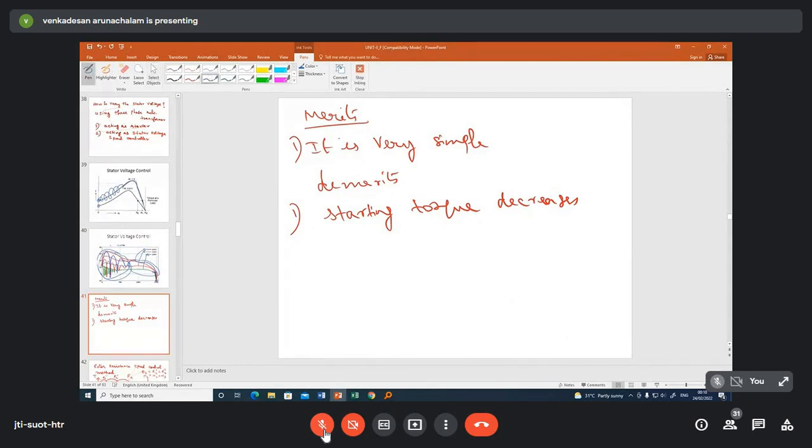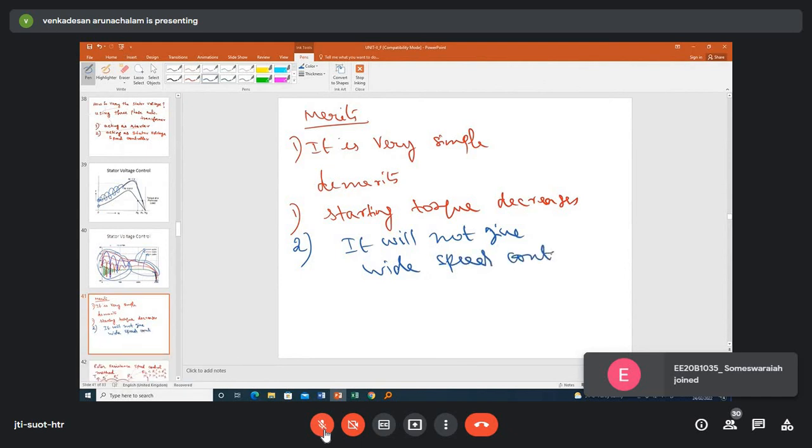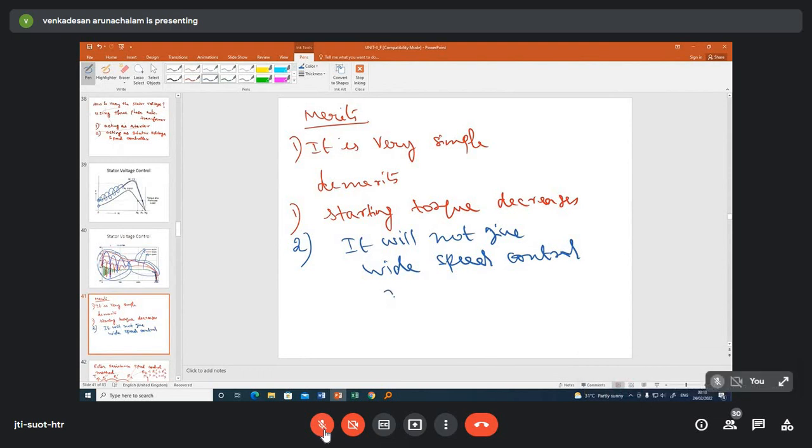And the second disadvantage is it will not give a wide speed control range. It will not give a wide speed control range. What is the meaning of the second point? It will not give a wide speed control range.